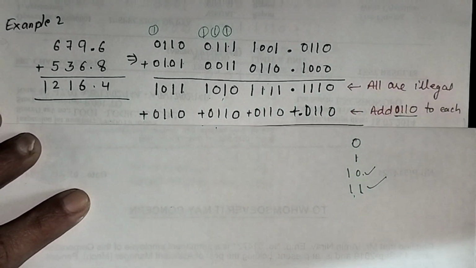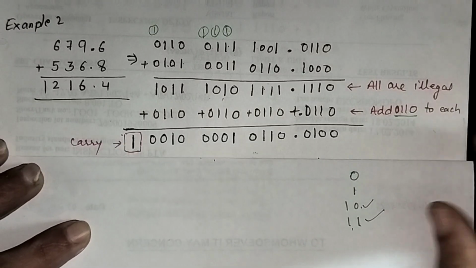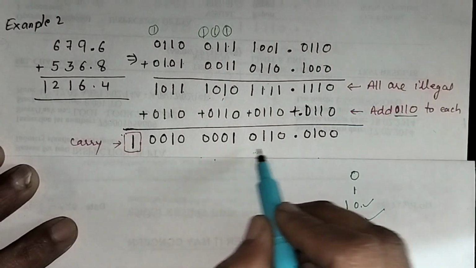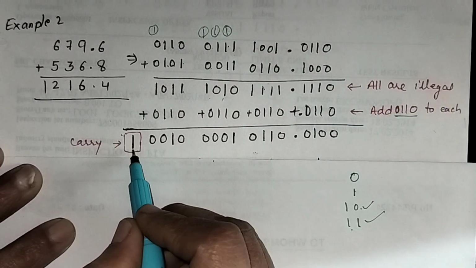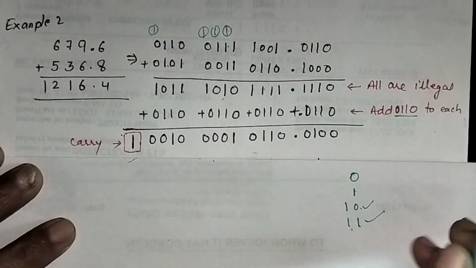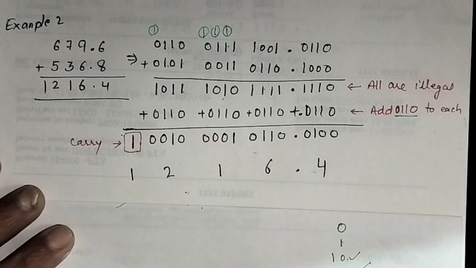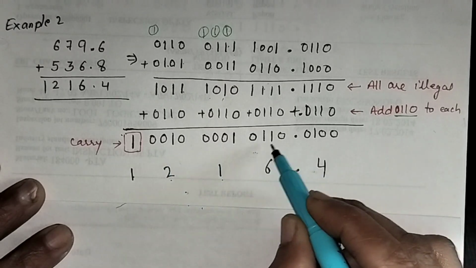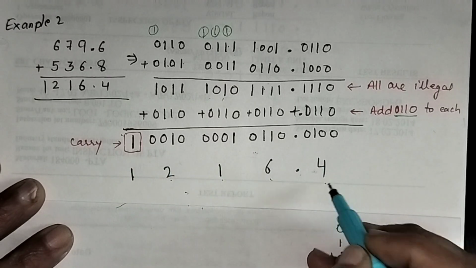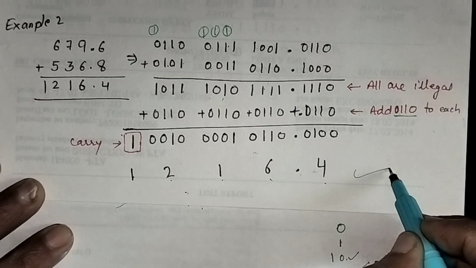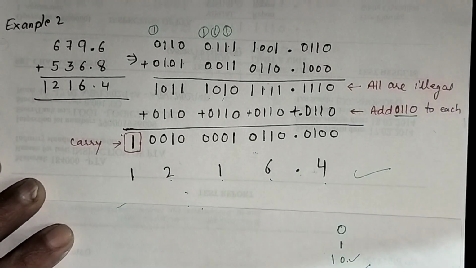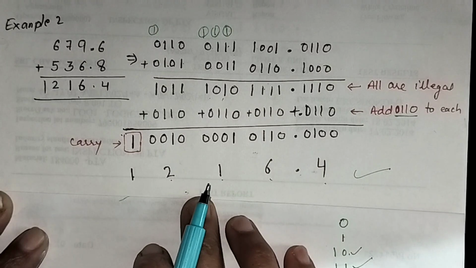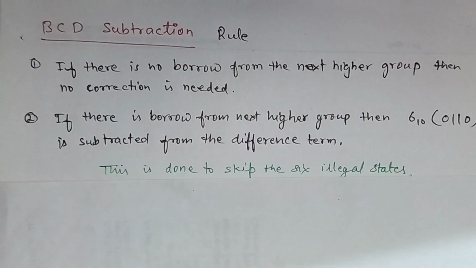Now we will add this. After adding this, we will get this number. When we add this, we will get this number, and 1 is carry after doing all the addition. Now the correct number is, we can see it here, this one, this is for 2, this is for 1, this is for 6, and this is for 4. This is the correct answer after correcting the code by adding 6 to it. Now we can see the addition is same as in the decimal addition.